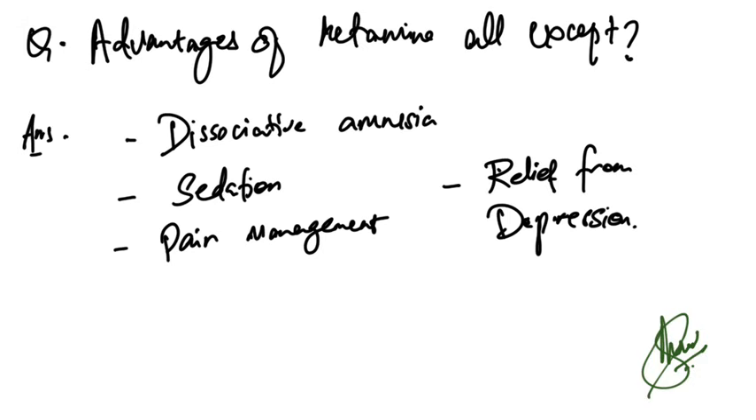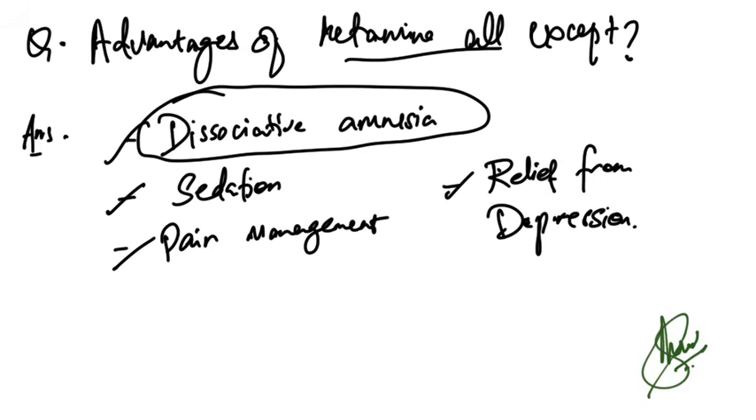Hello everyone, and today we will be discussing the memory-based recalls from the INI-CET November 2025 exam. So the first question: advantages of ketamine are all except. Options were dissociative amnesia, sedation, pain management, and relief from depression. So dissociative amnesia is a disadvantage and not an advantage. So this was the correct answer for this.